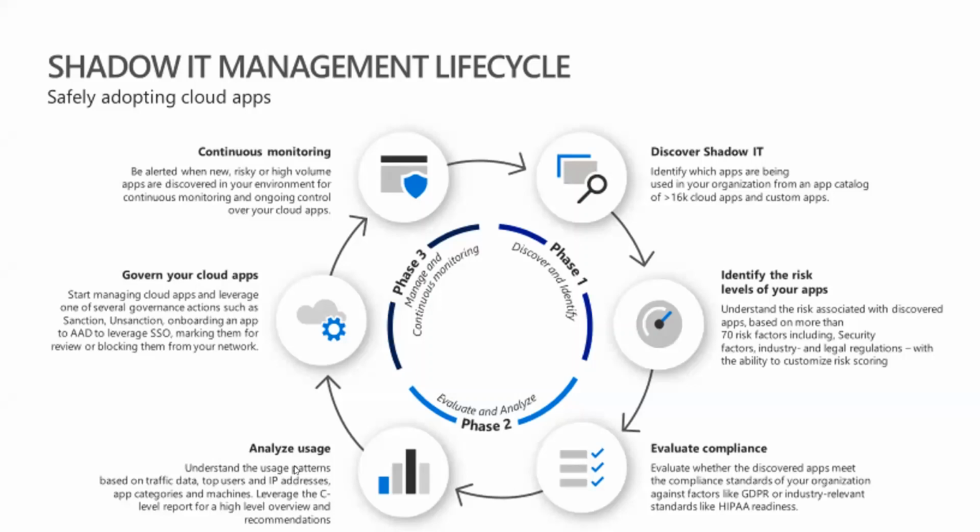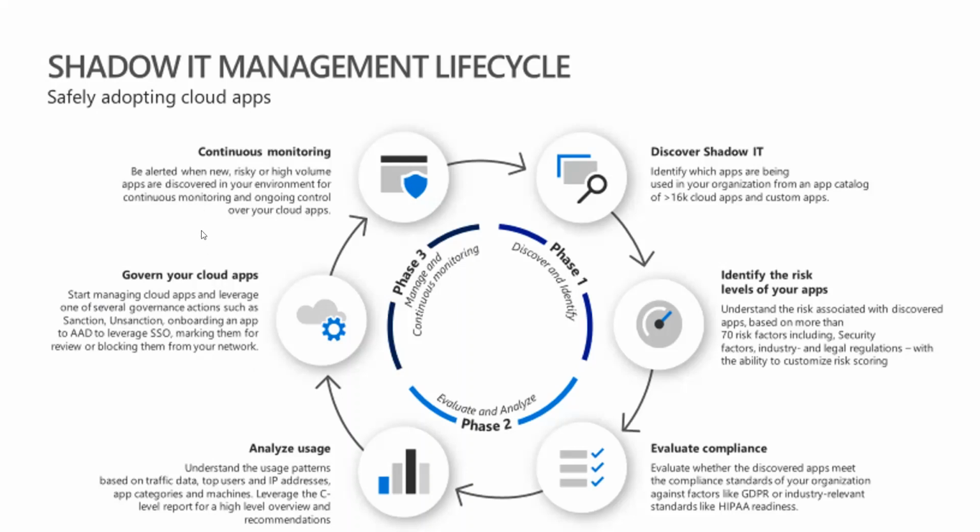It helps you analyze usage, understand the usage patterns based on traffic from top users, IP addresses, app categories, and machines, leveraging the C-level report for a higher level overview and recommendations. The next phase would be to manage continuous monitoring. So to govern your cloud apps, start managing cloud apps and leverage one of the several governance actions such as sanction, unsanction, onboarding an app to Azure Active Directory to leverage single sign-on, marking your app or reviewing or blocking them from your network through the governance.